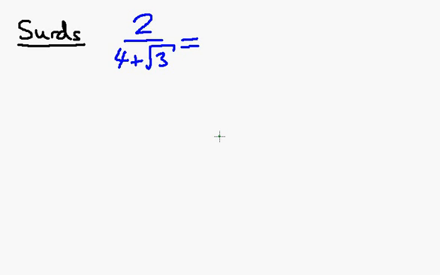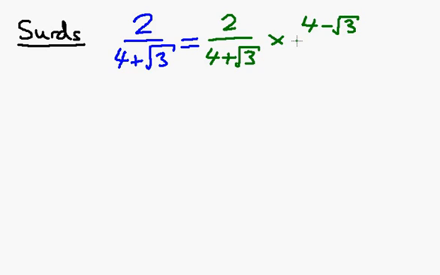Okay, in this video we're going to look at a slightly more complicated example of rationalising the denominator, and we're going to use exactly the same method as before of multiplying our fraction by 1. So I've got my 2 over 4 plus root 3, and I'm going to be multiplying that by 1. Now in this case I am choosing 1 to be 4 minus root 3 over 4 minus root 3.